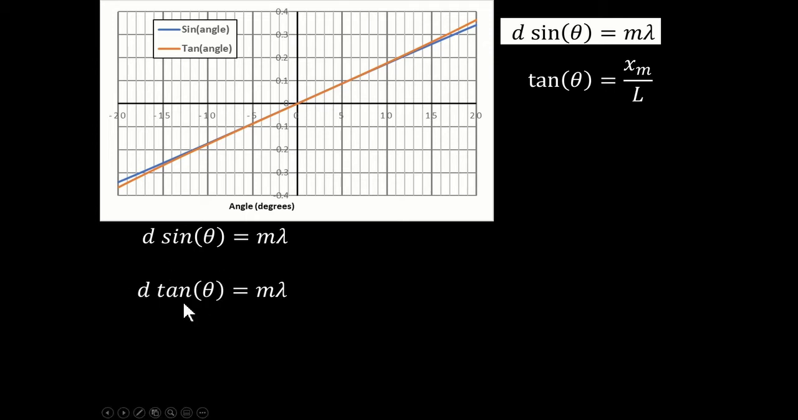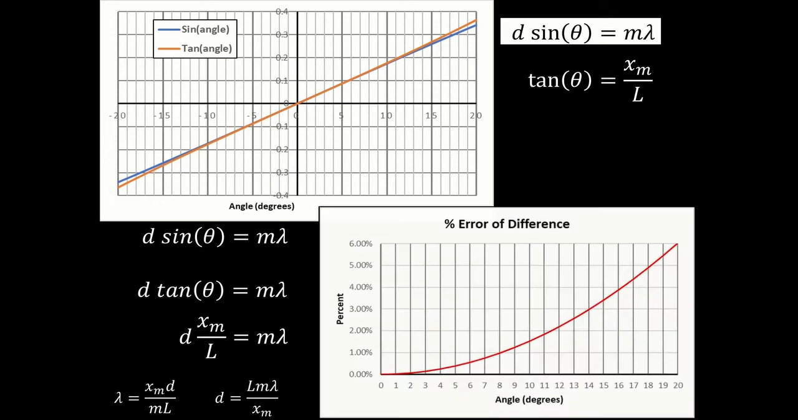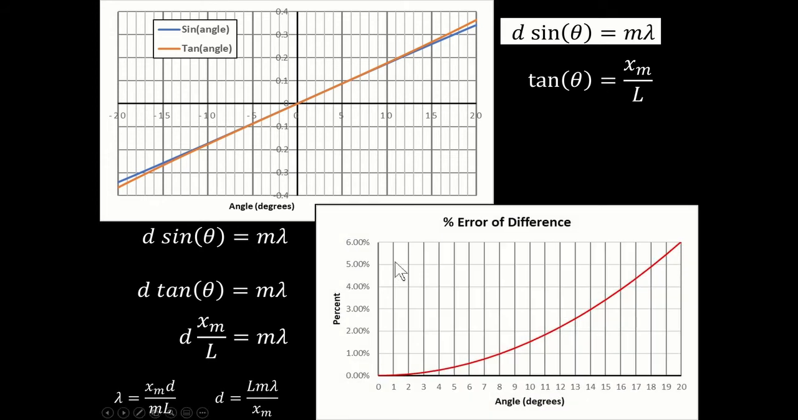And since the tangent is the same thing as opposite over adjacent, well, we can substitute that in for tangent. And we don't even have to use a trig function. But we could solve that equation for lambda, or we can solve it for d, or we can solve it for the distance out to one of the spots. Now let's see how good of approximation this is.